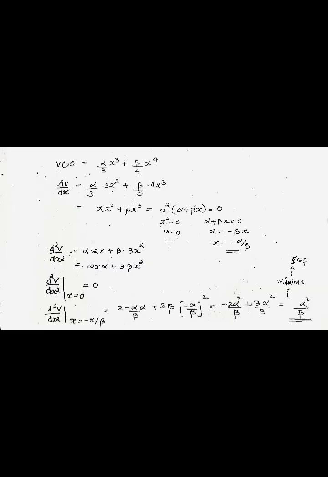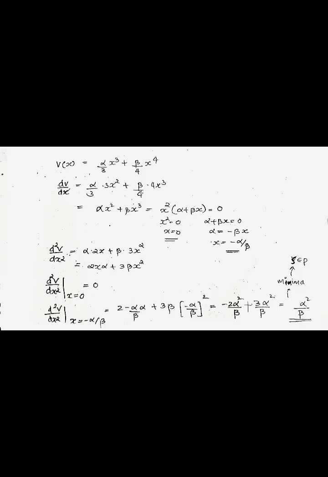The next question: a particle of mass m moves in the one-dimensional potential V is equal to alpha by 3 x cube plus beta by 4 x raised to 4, where alpha, beta are greater than 0. One of the equilibrium points is x is equal to 0. The angular frequency of small oscillation about the other equilibrium point is dash. Then V is equal to alpha by 3 x cube plus beta by 4 x raised to 4. dV by dx is equal to alpha by 3 into 3 x square plus beta by 4 into 4 x cube, which is equal to alpha x square plus beta x cube. This is equal to x square into (alpha plus beta x), which is equal to 0.